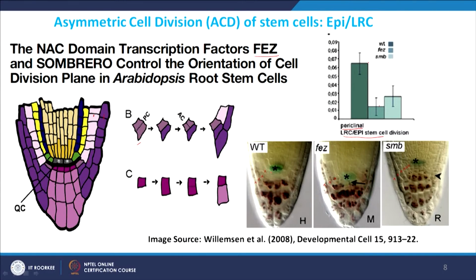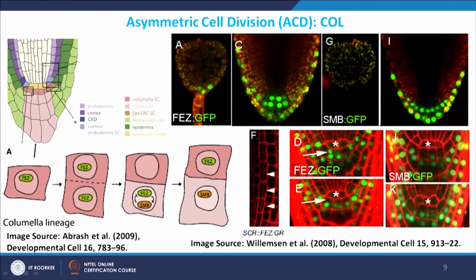And if you look in the mature root, this has an eventual effect on the lateral root cap development. As you can see here, in wild type there are 4 layers of the lateral root cap, but when you have a FEZ mutant you have only 3, whereas in SMB mutants the number of cap layers is increased. So, basically they are regulating lateral root cap development in a different manner.